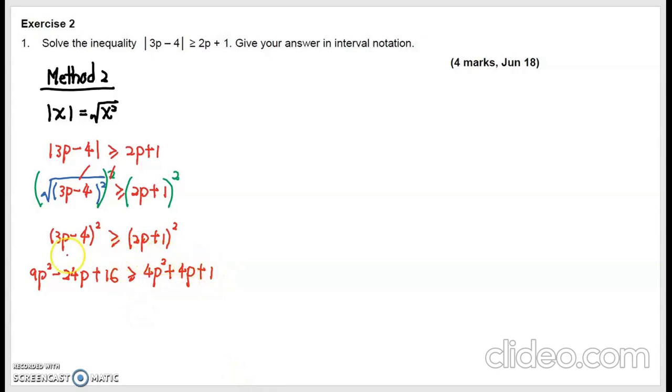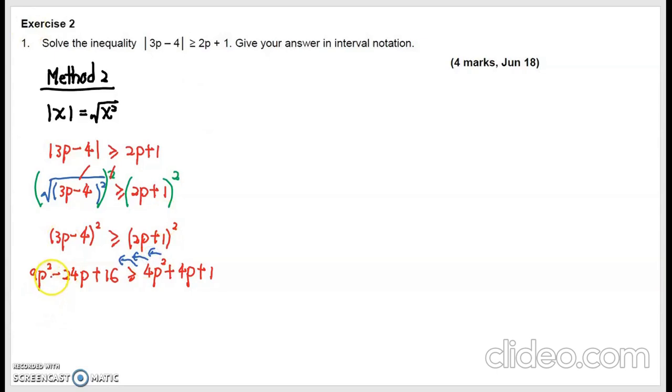From here you can see that now this will become quadratic inequalities. Why quadratic? Because we have square. Because here we have p power of 2, the highest degree is 2, so this is quadratic inequalities. If you still remember, for quadratic inequalities, one side must be 0. So from here, I will move all the terms to the left hand side.